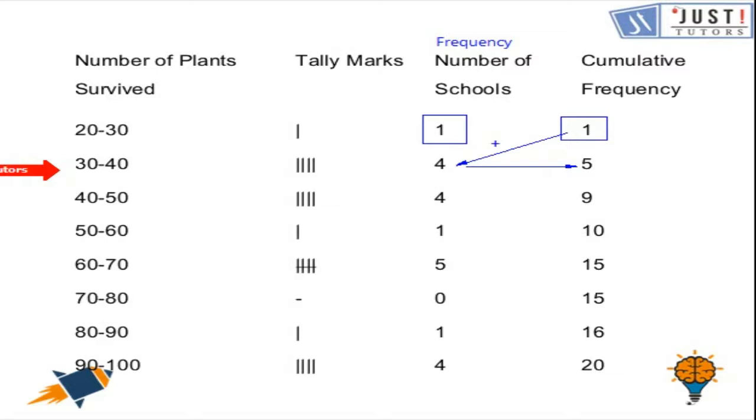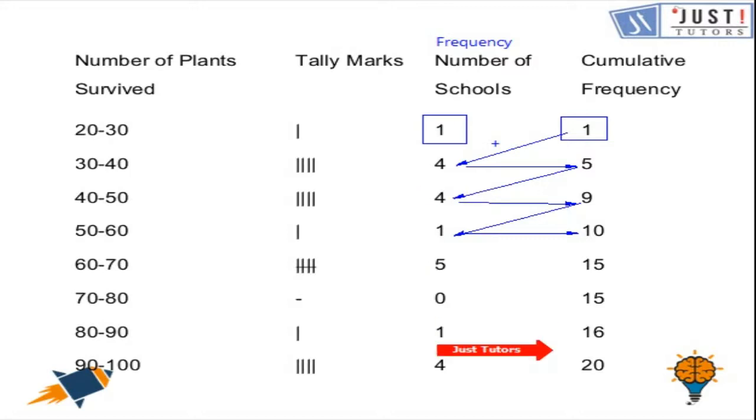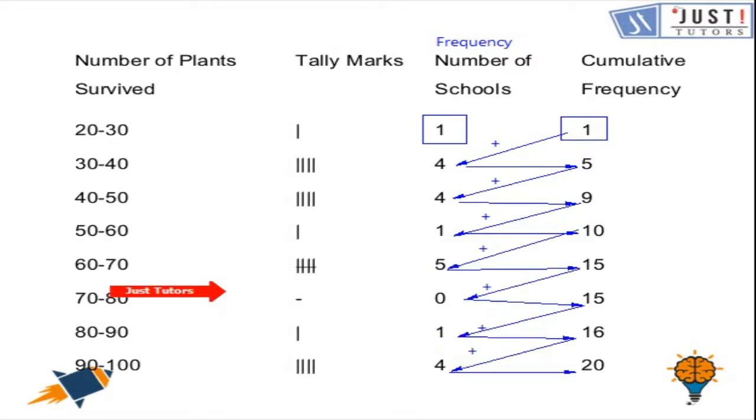In the same way for the next one, we add the number 4, which is the absolute frequency, to the running total, and that gives you 9, which is the next cumulative frequency. In the same way we add another 1, which is the absolute frequency, to the number 9 to work out the next cumulative frequency. And in the same way you can work it out for all of the numbers. So this was all about cumulative frequency.